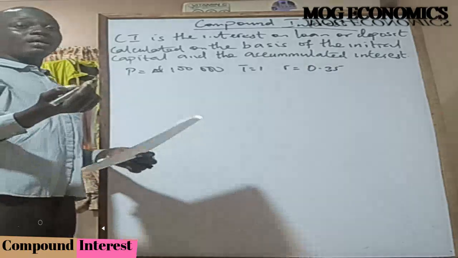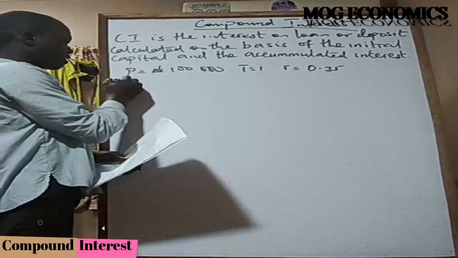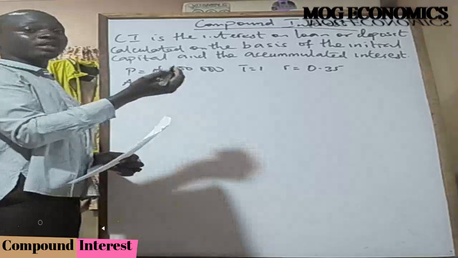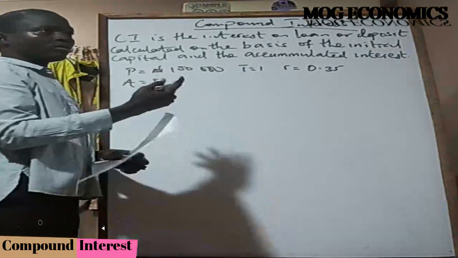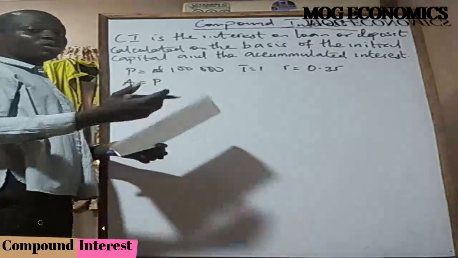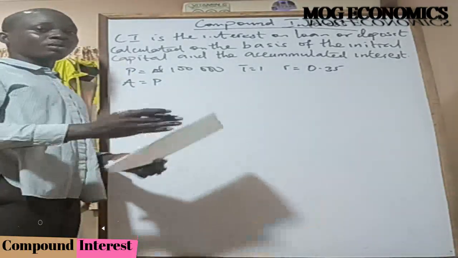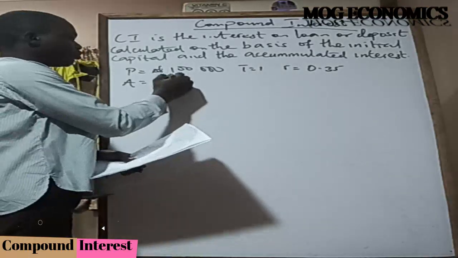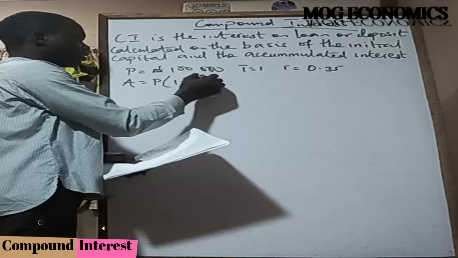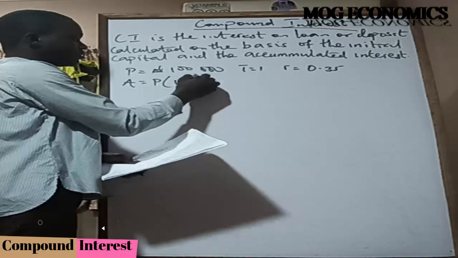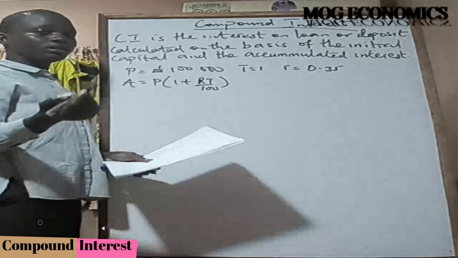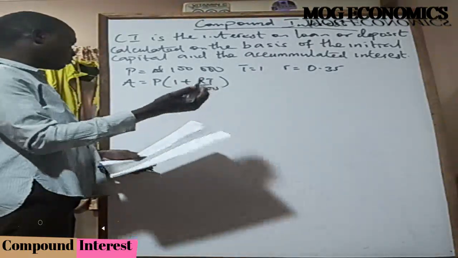So how much did I earn at the end of the day? Recall this formula: A equals, or what was the worth of my investment at the end of the year? If it was how much did I earn, that would have been the interest. But the worth is the amount, the principal plus the interest. We derived this: A equals P(1 + RT/100). This was the formula of A that we derived in the previous lesson.